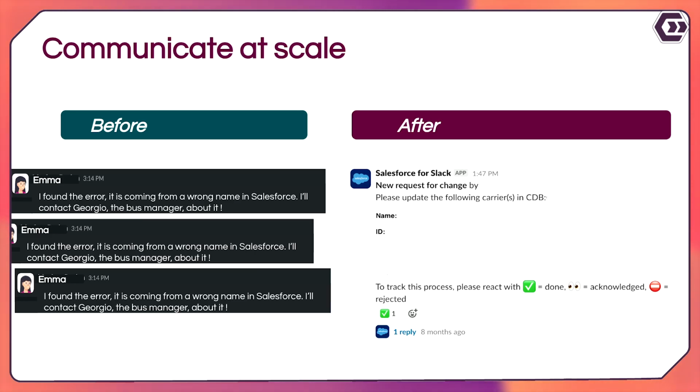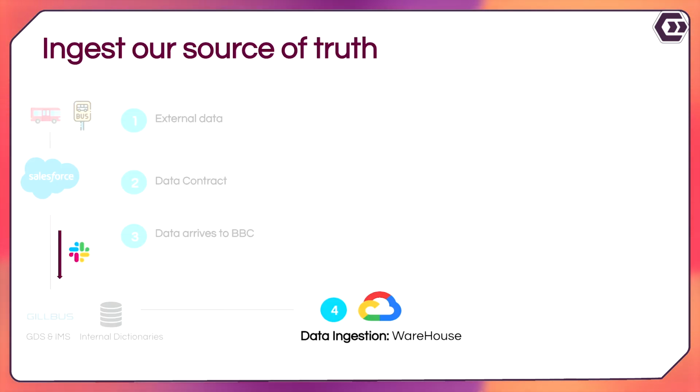So what's happening? This is a request triggered from Salesforce by the account manager. And this is getting redirected to the precise Slack channel for the relevant team. And you see, okay, please update the following carriers. That's the name, that's the right ID. And the team is also able to react to this request, whether it's done, whether it's acknowledged, etc., etc.